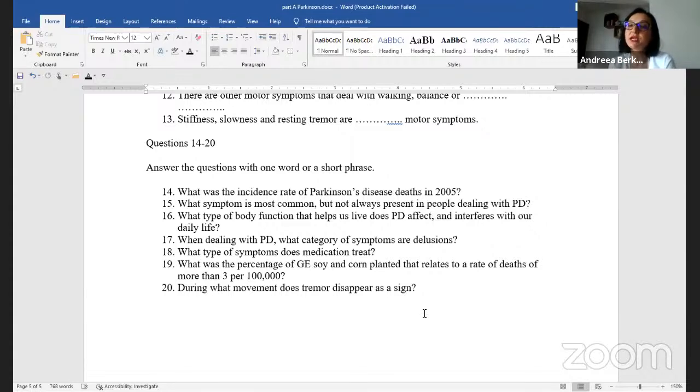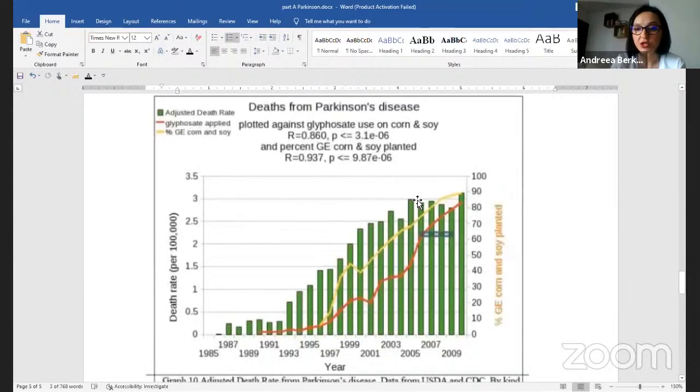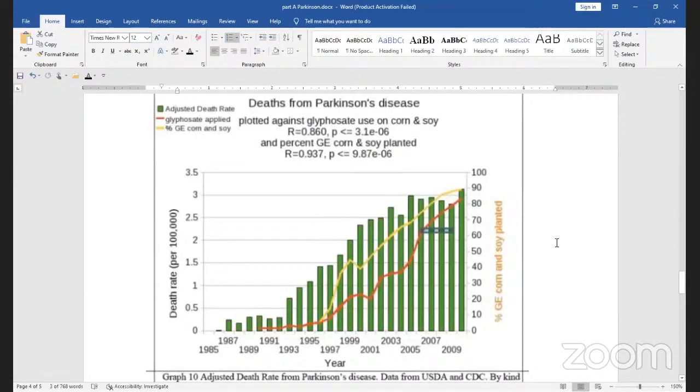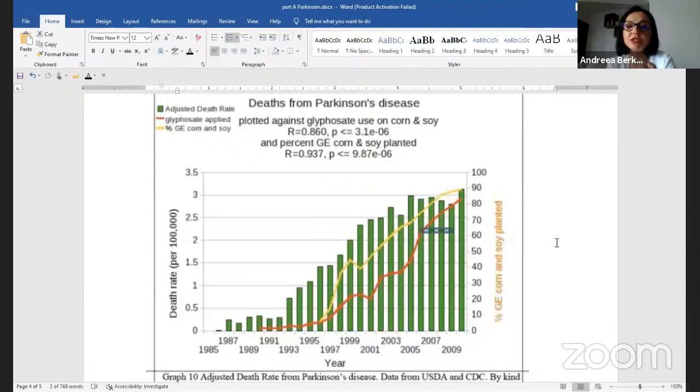And you know that you have to look at a certain part of the bar chart where you have percentages or proportions. And you also have soy and corn, GE soy and corn. So I'm going to show you the bar chart. On the left side, we have the death rate. On the right side, we have percentage, the symbol GE corn and soy planted. So I need to look at 3 per 100,000. What is the percentage? More than 85.